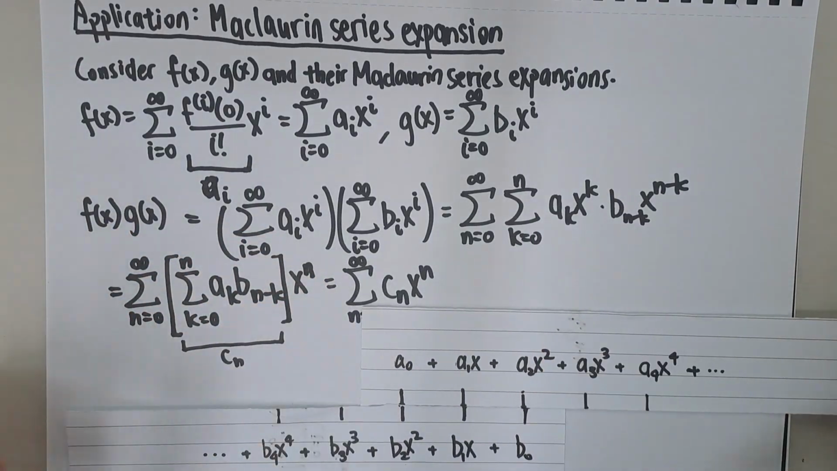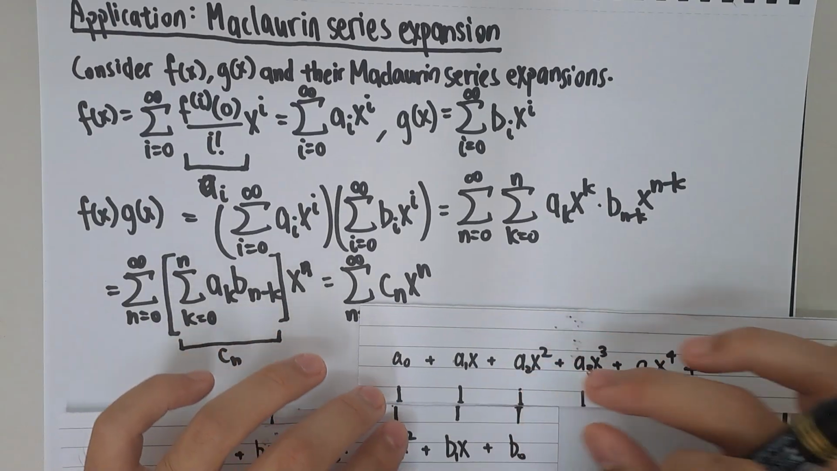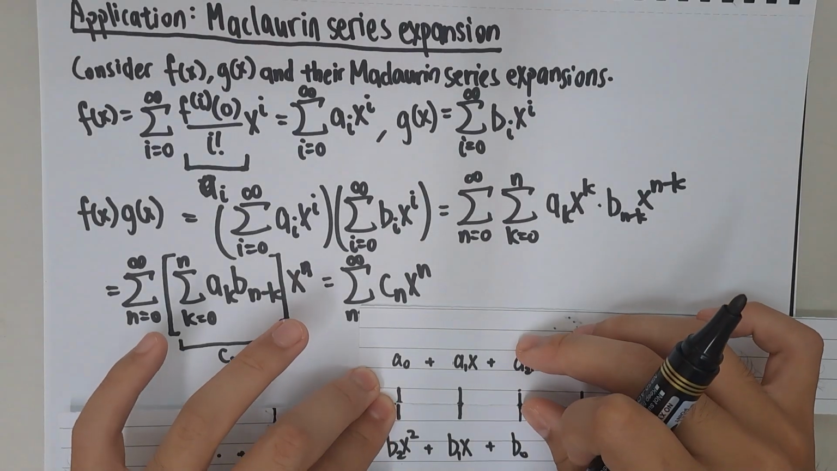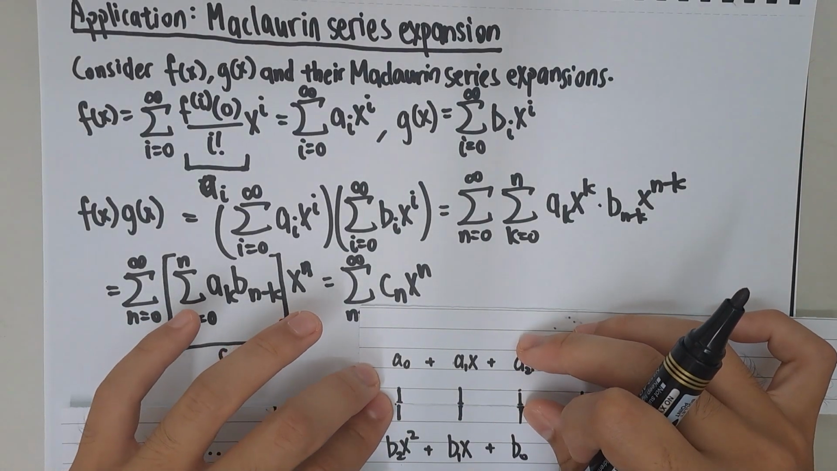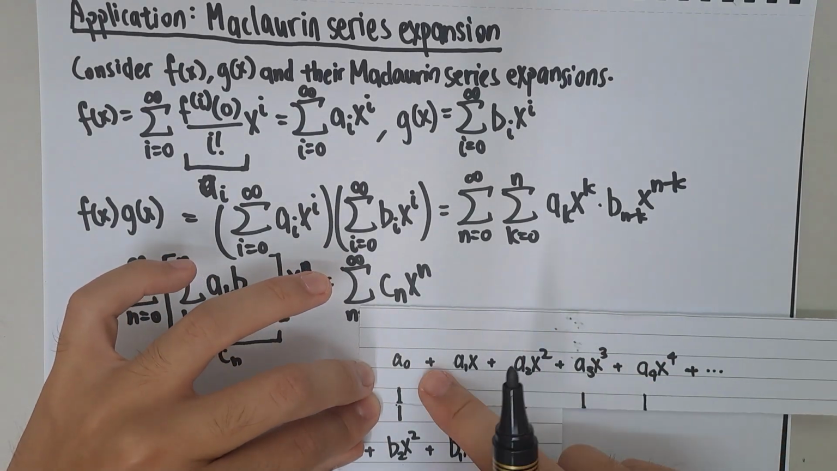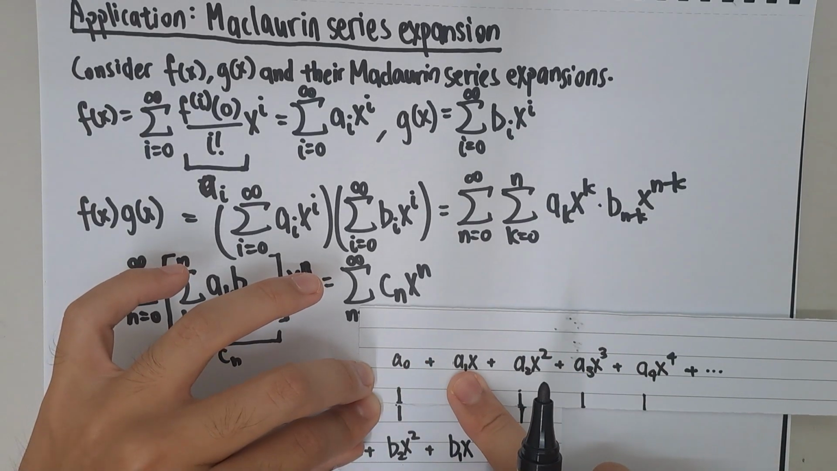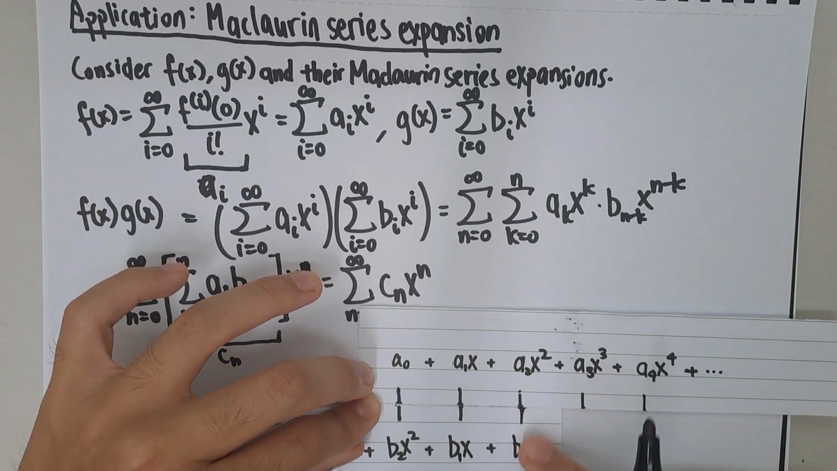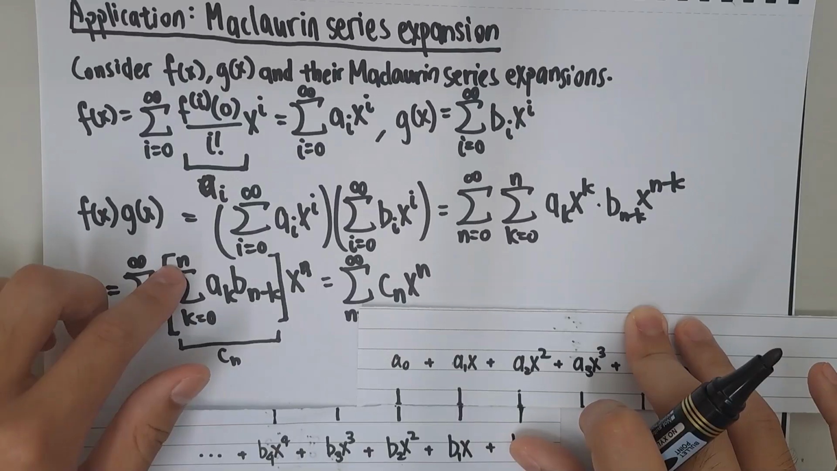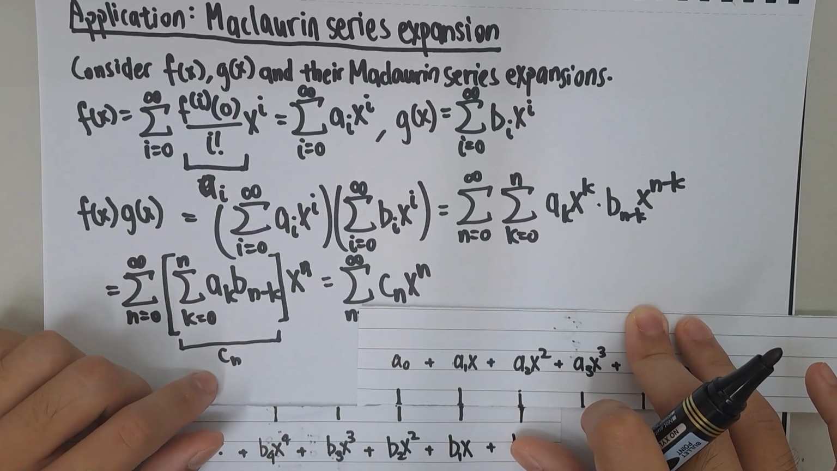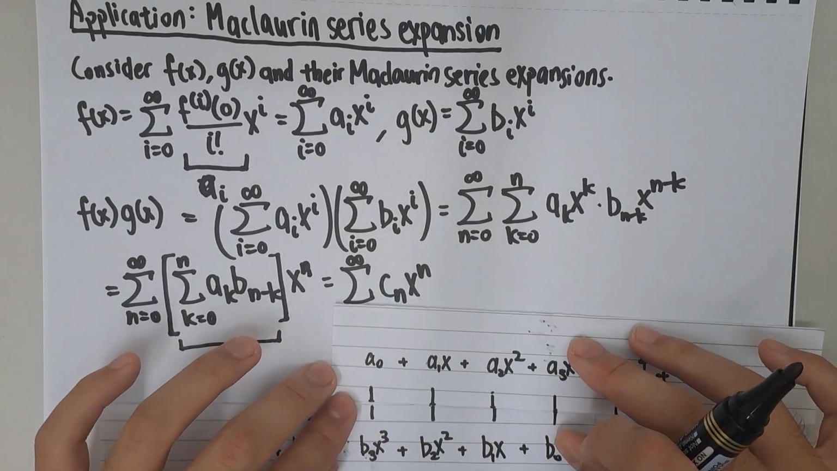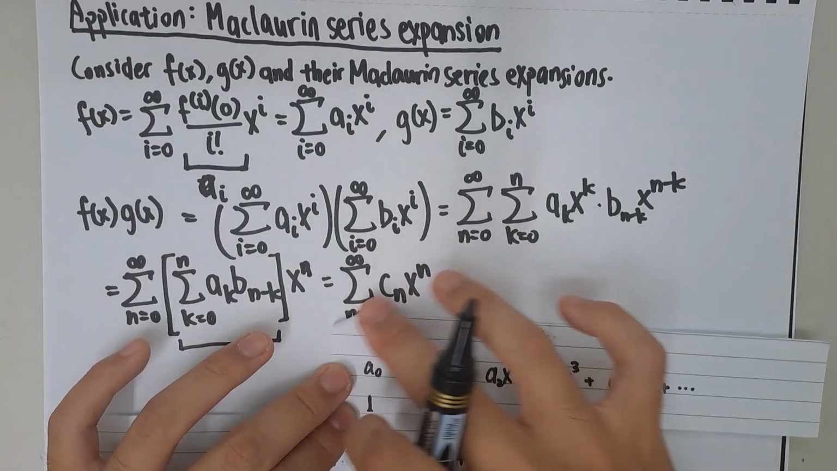So for example, if you try and find the coefficient of the x squared term, we'll just have to look at this, and we can see that it's a0 times b2 plus a1 times b1 plus a2 times b0. And that's exactly what Cn is if we sub in n equals 2. And the same can be said for every other term in this sum.